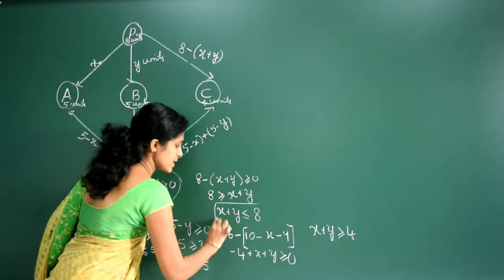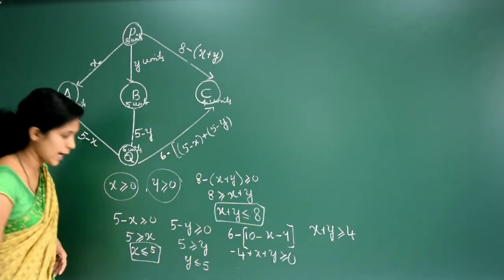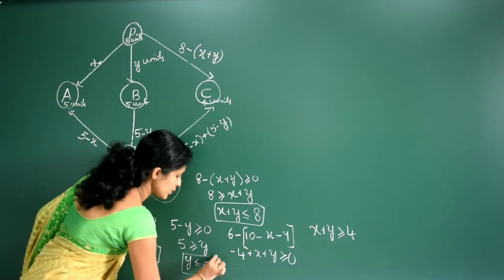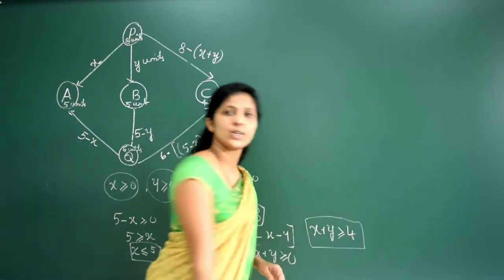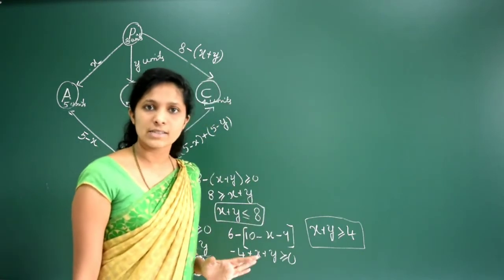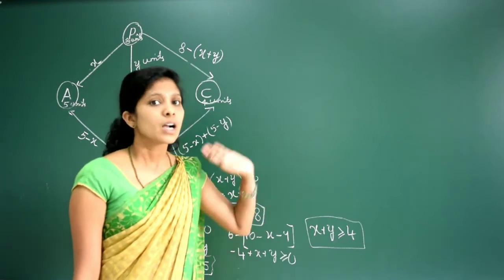Second, x plus y less than or equal to 8, and the value of x is less than or equal to 5, and the value of y is less than or equal to 5, and the last one is x plus y should be greater than or equal to 4. So these are the constraints. By using these, we can find the solution region as well as the corner points.